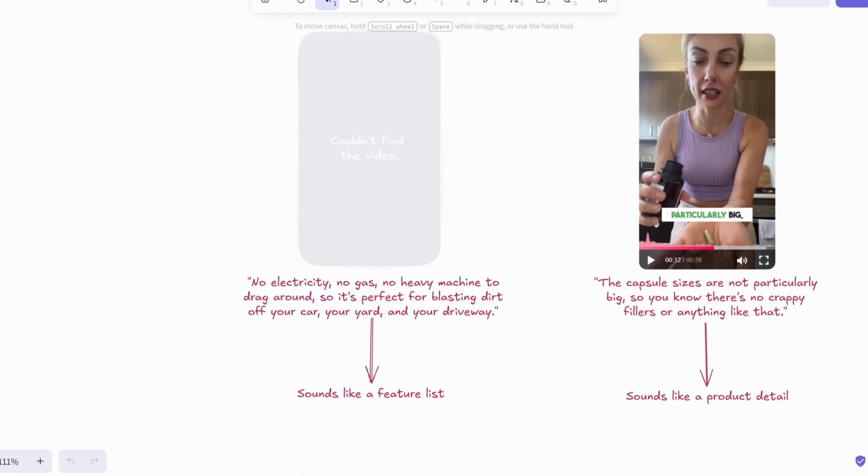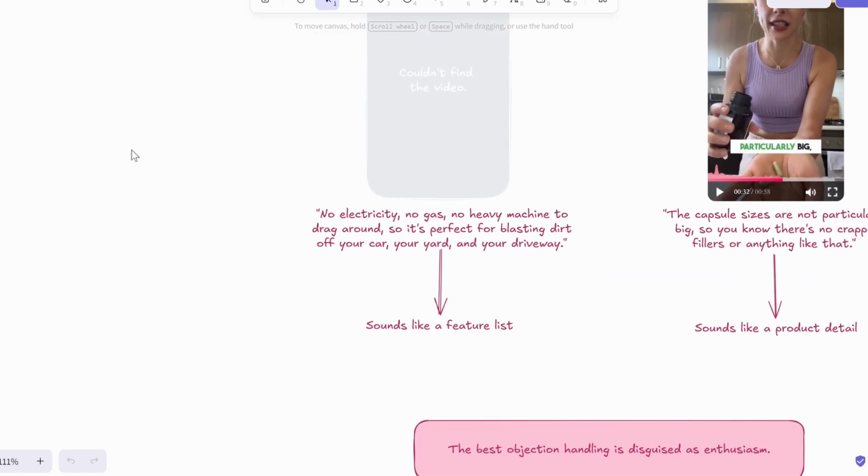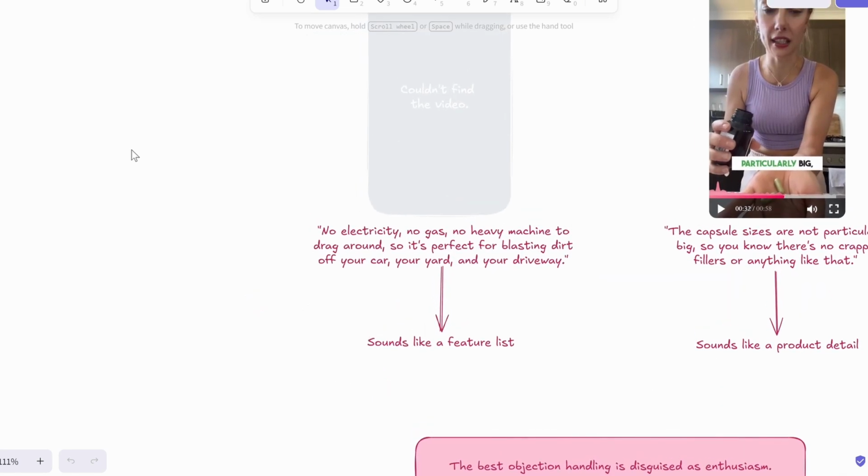Look at this example. No electricity, no gas, no heavy machine to drag around. So it's perfect for blasting dirt off your car, your yard, and your driveway. That sounds like a feature list, but what it's doing is preemptively killing the 3 biggest reasons someone wouldn't buy a pressure washer. It's too complicated, too expensive to run, too much of a hassle to move around. Every single friction point neutralized before the viewer even thinks about it.